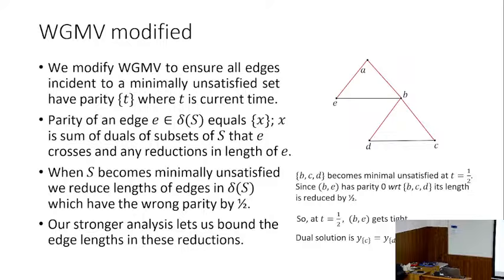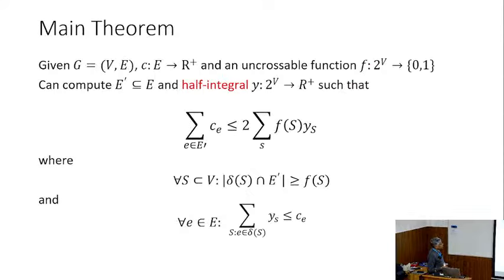But this can always be done, and that basically requires me to do some grunge work and make sure that the WGMV analysis can support this. So we did that. So this then becomes our main theorem, which has nothing to do with planar graphs, by the way. This is just graphs. So for uncrossable functions, we can compute a set of edges and a half integral dual, so that this holds true. This is from the ESA paper that I mentioned.